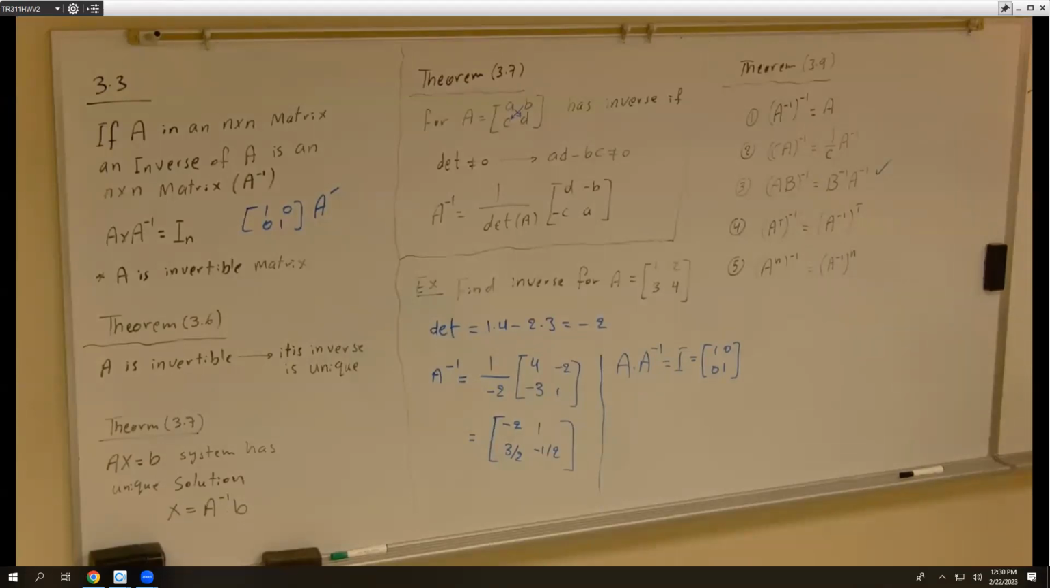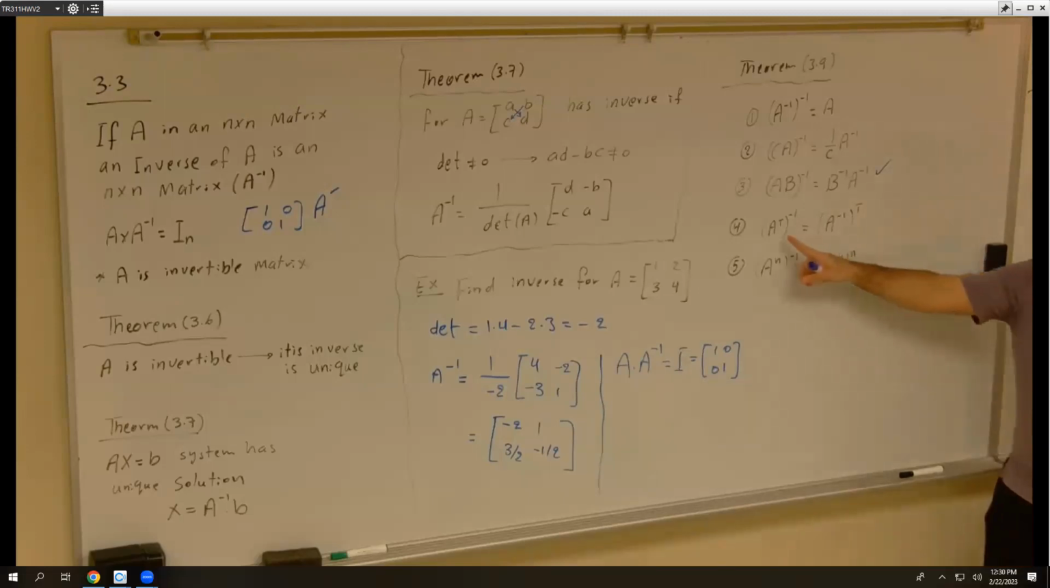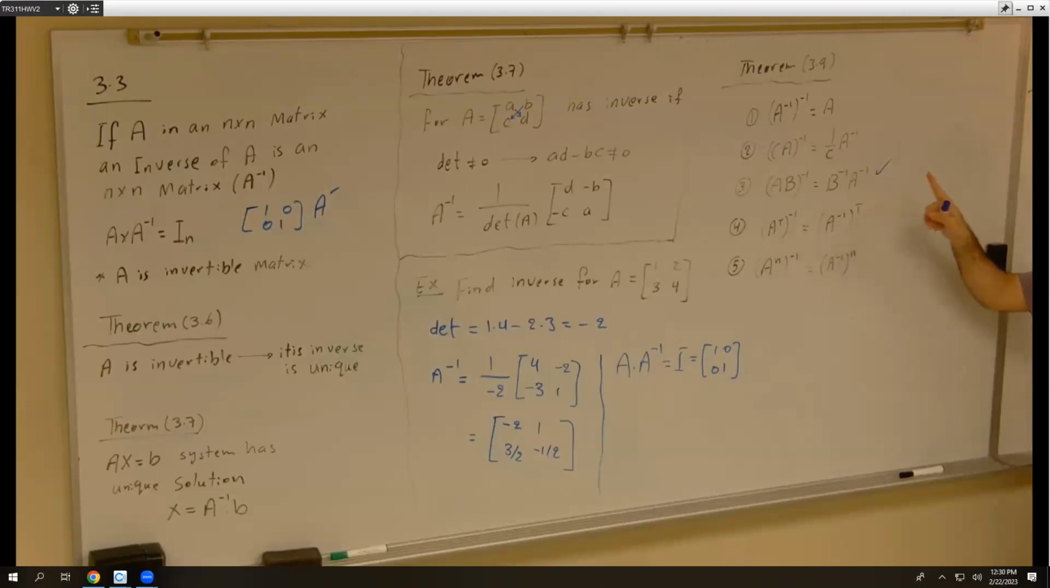The transpose inverse is going to be the same thing as the inverse transpose. So if you take a matrix and take the transpose, then you can take the inverse, it's going to be exactly the same result as if you take the inverse of the matrix and then take the transpose. So this side is going to be equal.